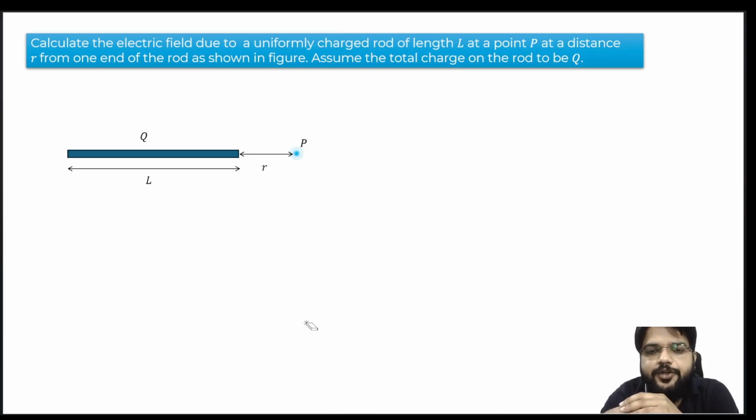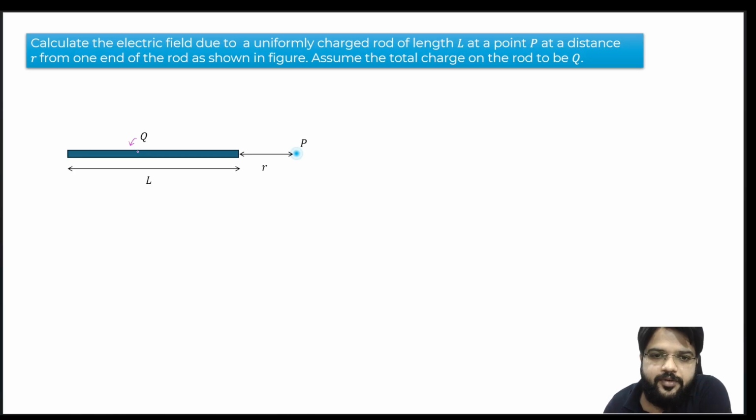Calculate the electric field due to the uniformly charged rod of length L at a point P at a distance R from one end of the rod, as shown in the figure. Assume the total charge on the rod to be Q. So here the total charge present on the rod is what? It is Q, everyone, and the length of the rod is L here, correct? At the P point we want the electric field. So how can we do this question?